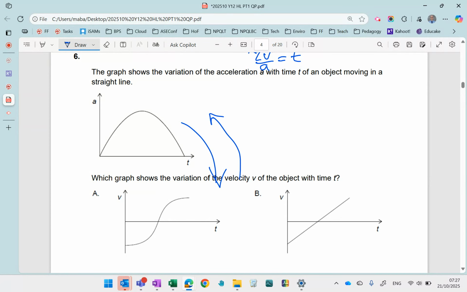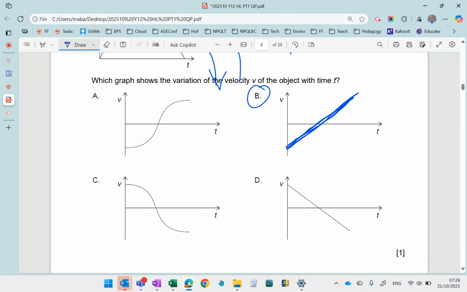Because when you go the other way, all you've got to do is look at the gradient of the velocity time graph to work out the acceleration time graph. So let's look at B first of all. B would give us an acceleration time graph with a positive gradient, and it's constant. So that would give us an acceleration time graph that looks like that.